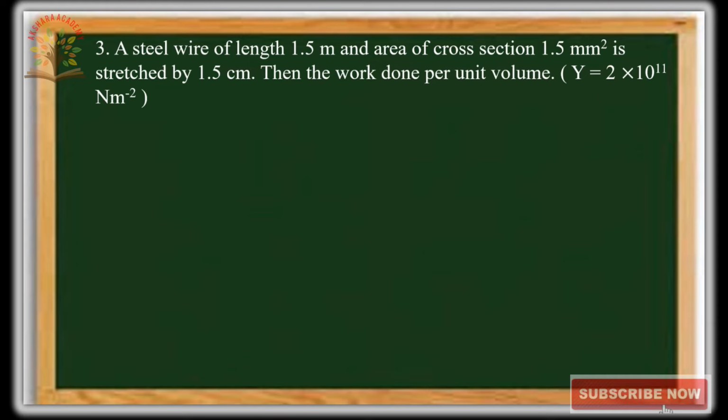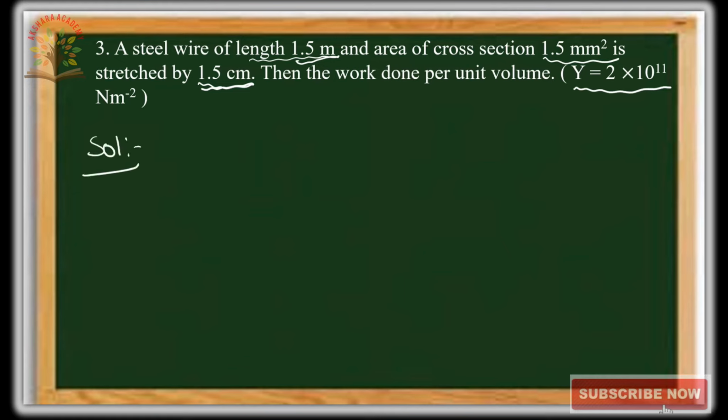Come to the solution. The given length is 1.5 meters and area of cross section is 1.5 millimeter square, and elongation is 1.5 centimeters, and the given Young's modulus Y is equal to 2 into 10 to the power of 11 Newton per meter square. Now let us go to the solution.